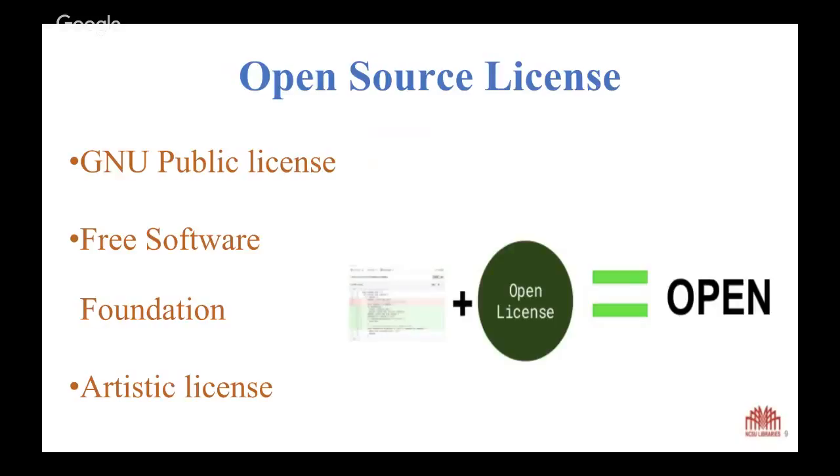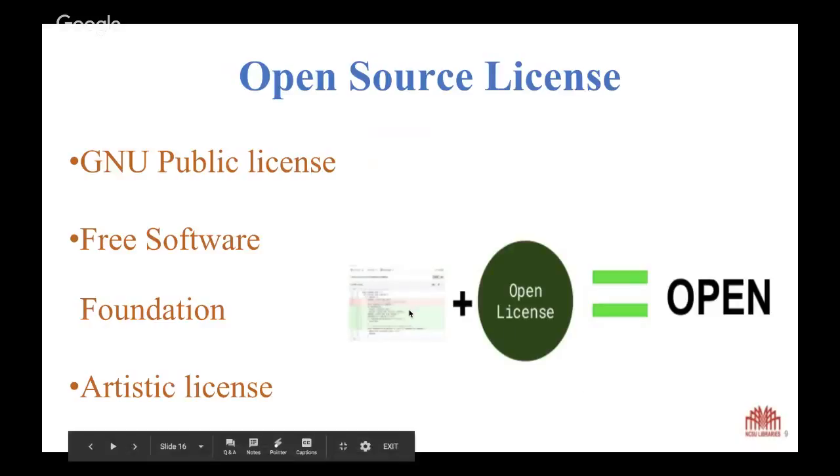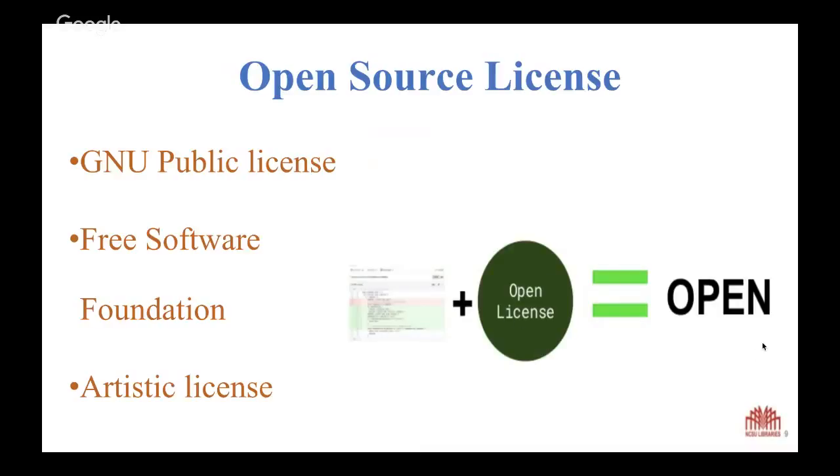I just know that for the open source license, firstly, if you want to get the open source, you need to download it, and then open the license. There are three types: the GNU Public License, which we call the GPL, the Free Software Foundation, FSF, and the Artistic License. The GPL ensures the source code for any OSS will remain freely available.